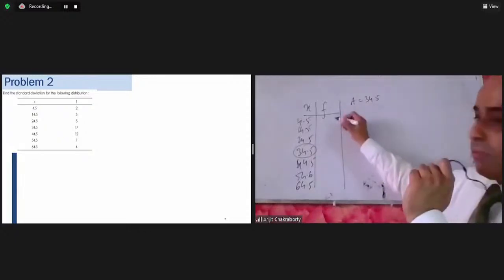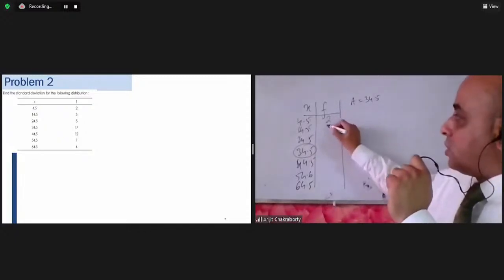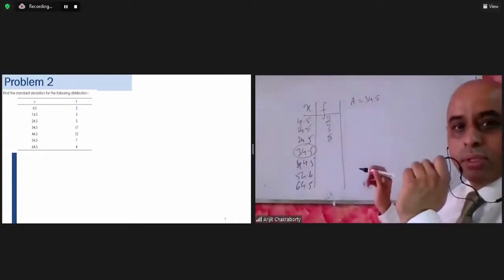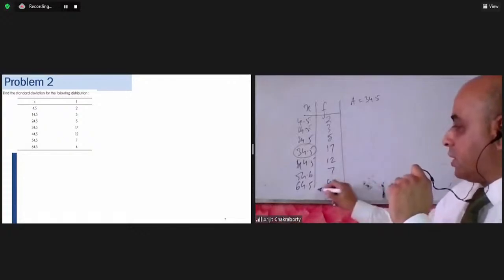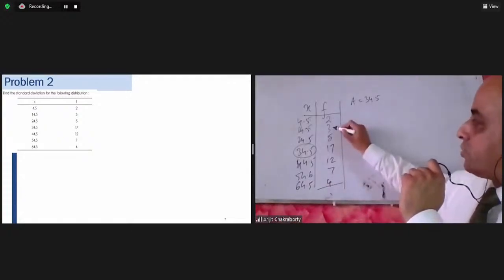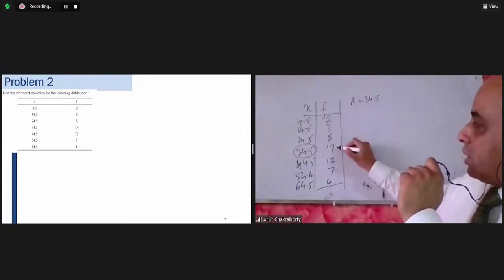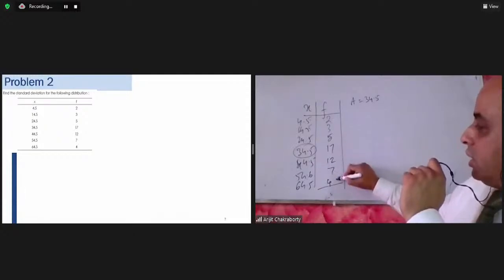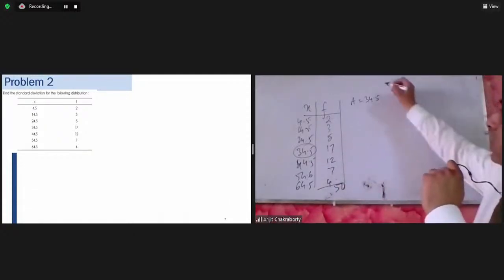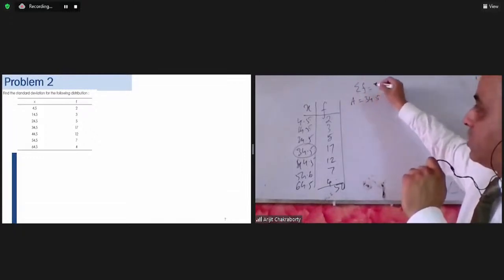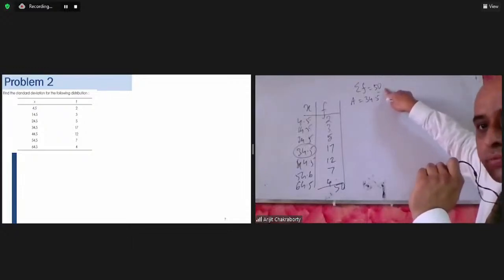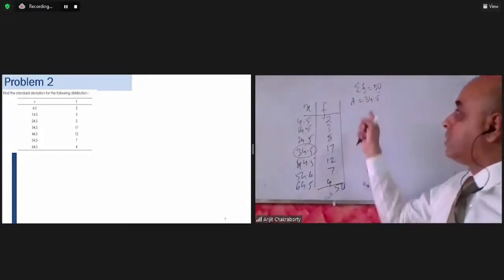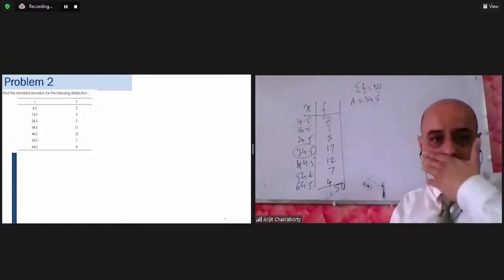Step number 1. Frequencies we will note down: 2, 3, 5, we will copy the frequencies 17, 12, 7, and 4. Let us find out the total frequency. 2 plus 3 is 5 and 5 is 10. 10 and 17 is 27. 27 and 12 is 39. 39 and 11, that is 50. So we are getting sigma f is equal to 50. So these 2 points we have noted: sigma f equal to 50, that is total frequency is 50, and the assumed mean is taken as 34.5.